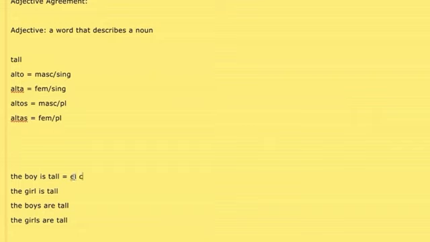El chico es, and real quick, which of these forms are we going to use? Alto, right? Now the next one, la chica es, which one will we use? Alta, because you can see that tall is describing the girl, and since the girl is feminine and singular, we're going to have to use alta.